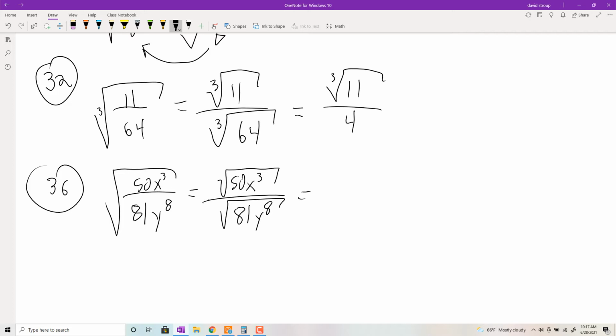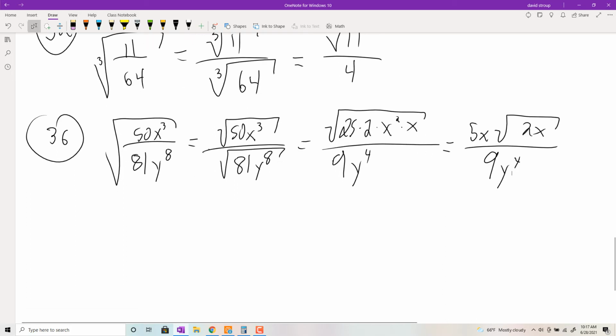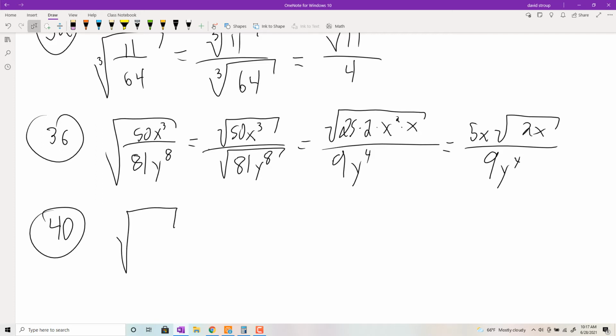In the numerator, you probably have to do a little bit of factoring to get the perfect squares. So 25 times 2 times x squared times x. In the denominator, everything there is a perfect square, so you could go 9y to the 4th, and you're done there. Then in the numerator, start marching out the perfect squares. So you have a 5, you have an x, and then the leftover bits, just 2x, all over 9y to the 4th. I would just leave it like that. But as usual, make sure you're reading the directions to see how they want you to leave your answer.